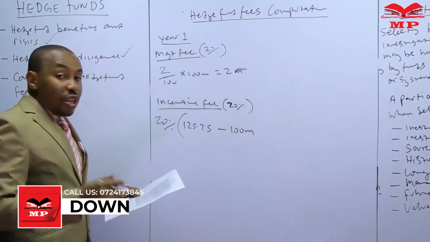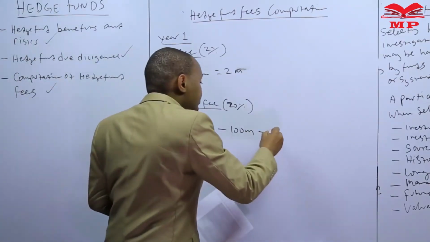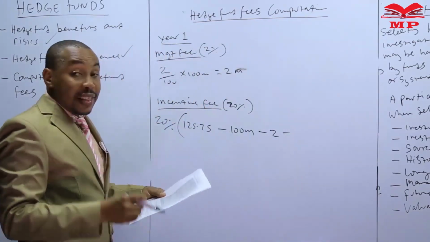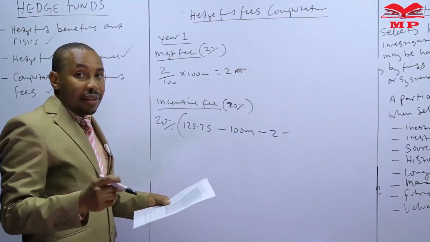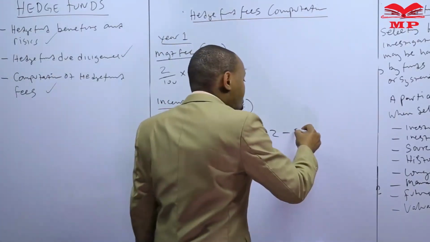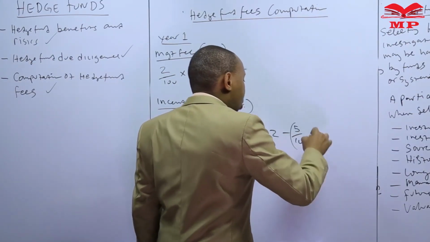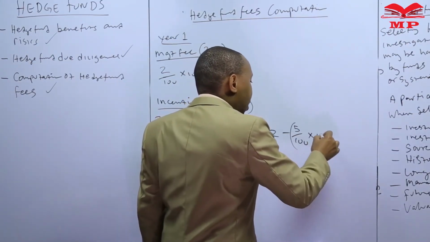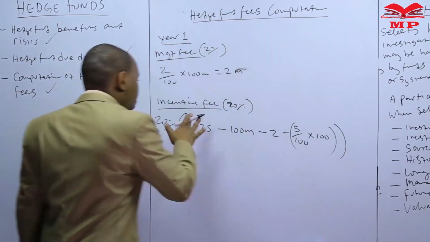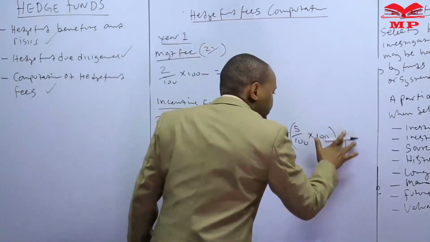Then we also need to less this management fee, so we less 2, and then we also less the 5% hard hurdle rate that we've been given. The 5% hard hurdle rate is based on the beginning value. So less 5 over 100 times 100. We can close the brackets like that. If you wish, I can put this in braces, I think that would be better.